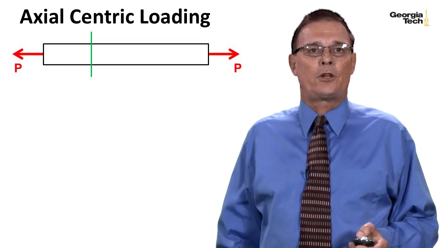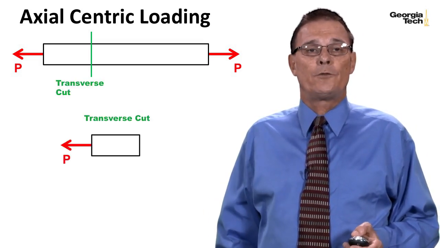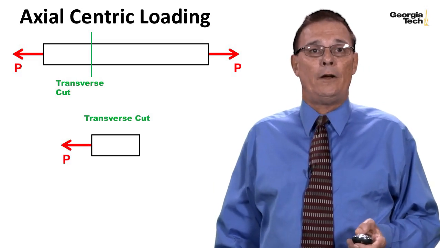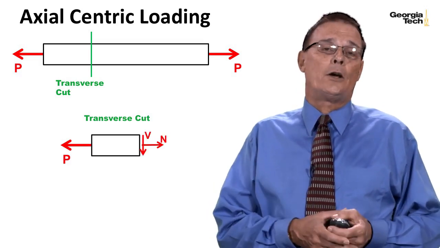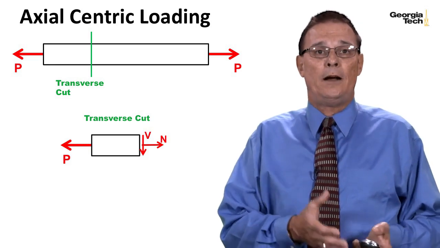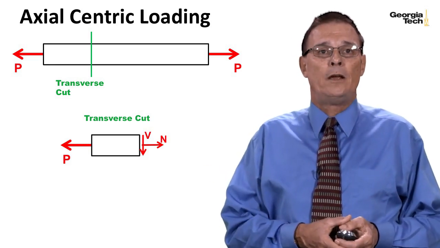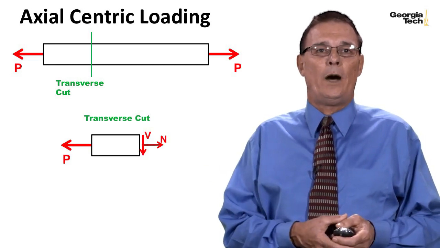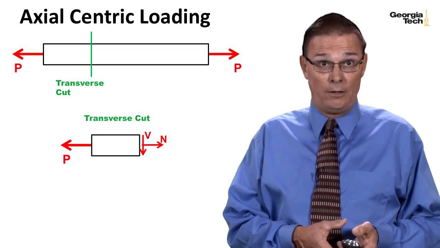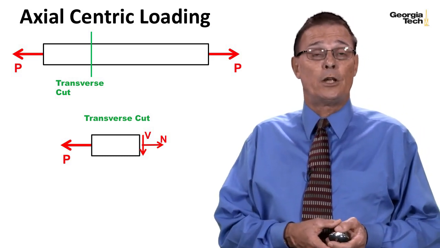This is a transverse cut, and when I do a transverse cut, I can reveal a potential of up to two orthogonal forces on the cross-section, an N force and a V force. In this case, if we look at equilibrium in the y direction, we see that for a transverse cut with axial loading, the V force is going to go to 0.